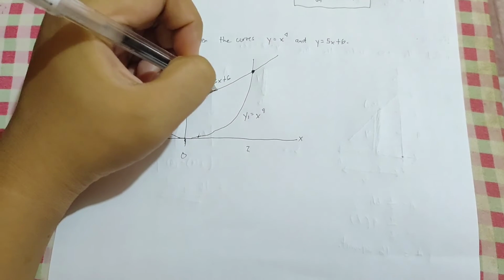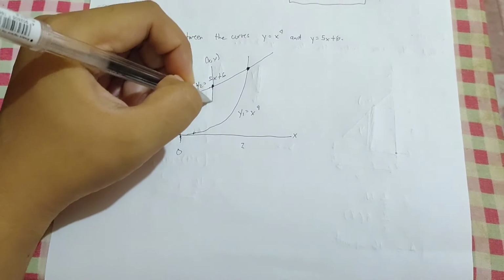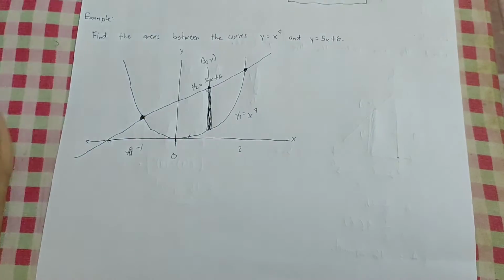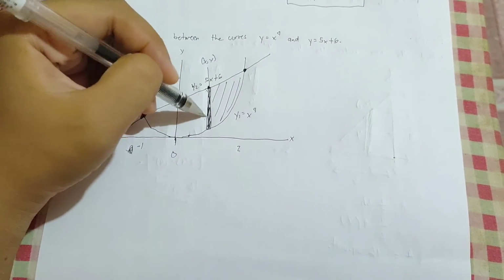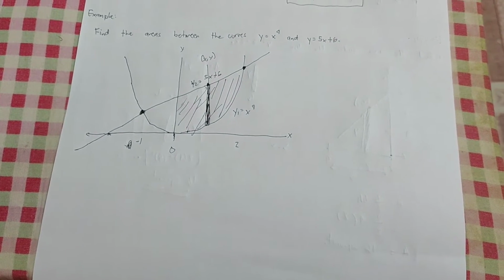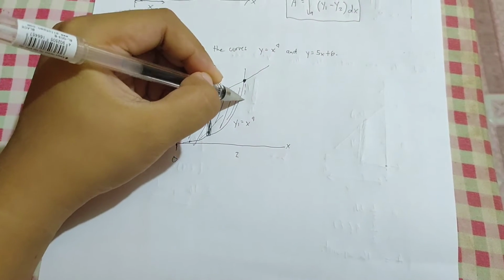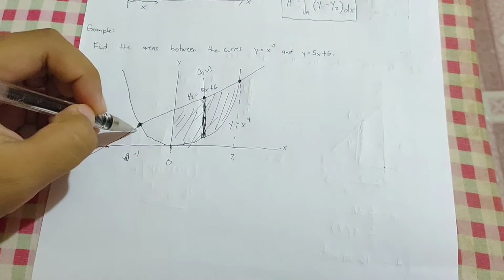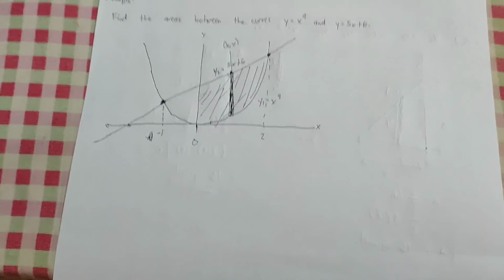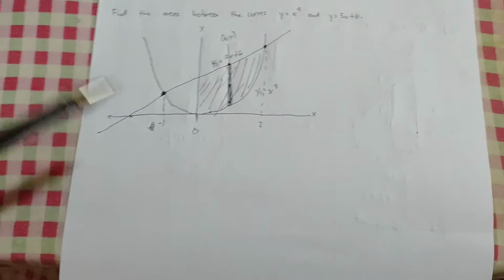Then let's say here is the x and y. We draw a vertical strip. This part will be our area of interest, including that strip. And then these will be the limits, which are 2 and -1, since that is where the curve and the line intersect: at -1 and 2.